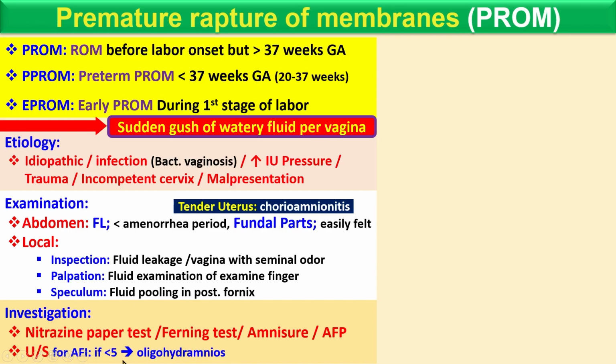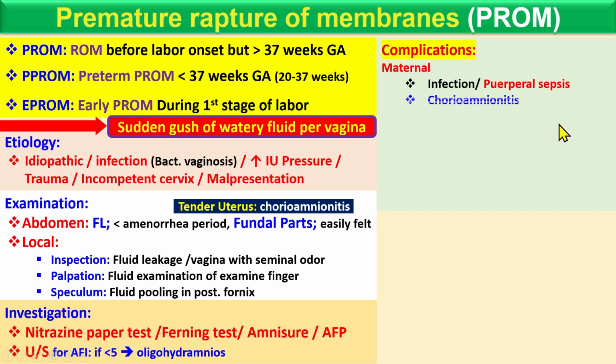Go for the ultrasound to check the amniotic fluid index. If it's less than 5, it means oligohydramnios because the fluid is lost through the vagina. So this confirms the diagnosis. Okay. So what are the complications of premature rupture of the membrane? There are some maternal and some fetal. Maternal: there is an increased risk of infection, puerperal sepsis and chorioamnionitis. These are the most common complications.